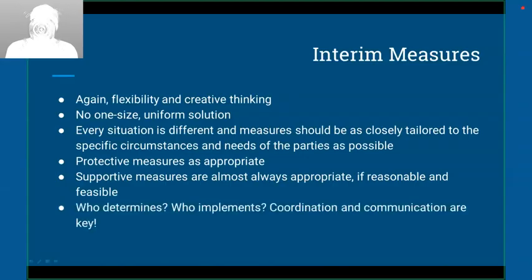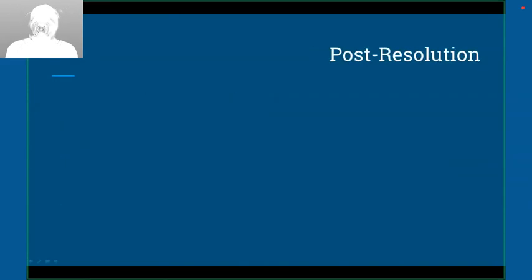So questions for institutions to think about are, who should make these decisions? Should that be the person who implements them and is on the ground making the measures happen, or is that someone else? And if so, who? And again, coordination and communication are really key in making sure that those happen and go smoothly.